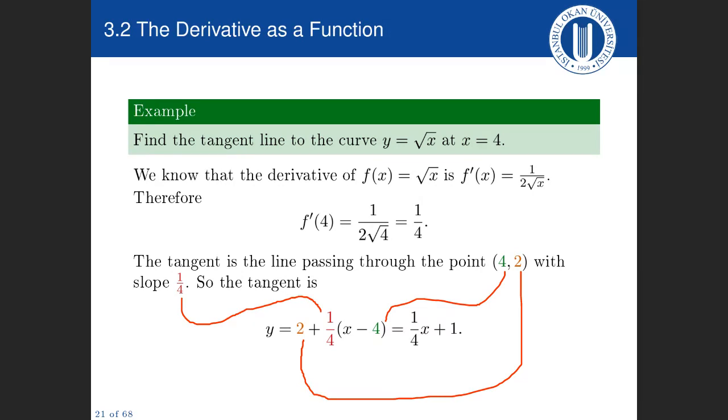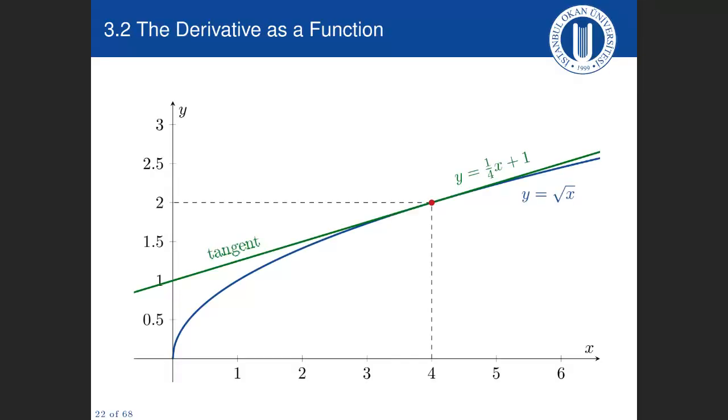And I can show you a graph of this function and this tangent line. The blue curve is y is equal to the square root of x. The green line is the tangent to the curve when x is equal to 4.